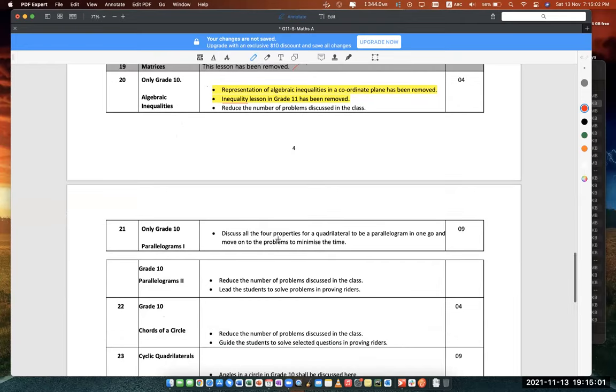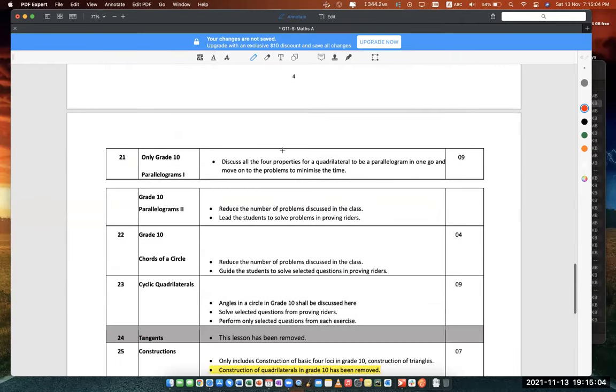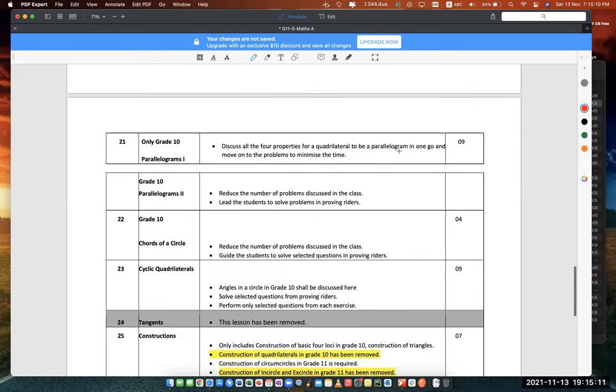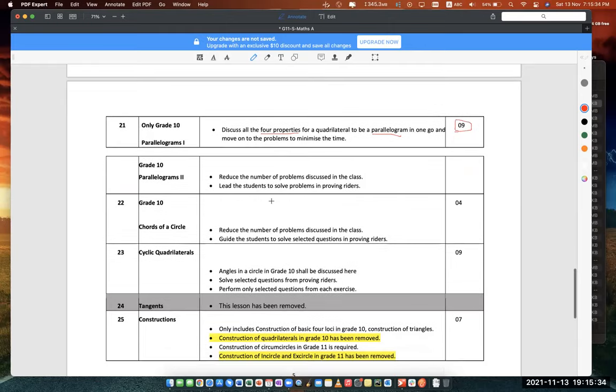Then parallelograms 1, 2 will be there. They have mentioned that we need to discuss all 4 properties of a quadrilateral to be a parallelogram. For a quadrilateral to be a parallelogram, there are different properties, right? These 4 properties are important. They have specifically mentioned that, so focus on this one, and then the problems. They have also allocated 9 periods, which is important.